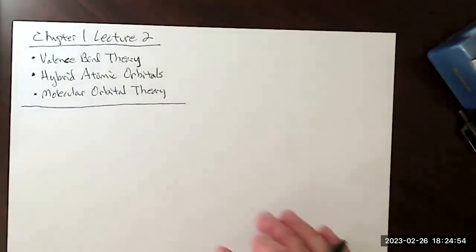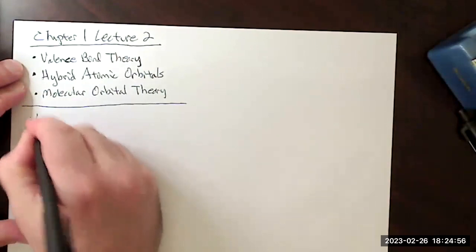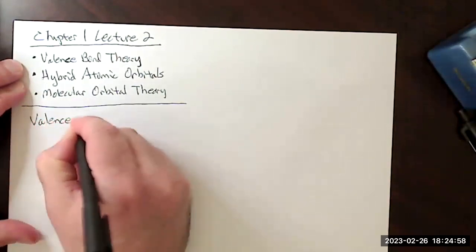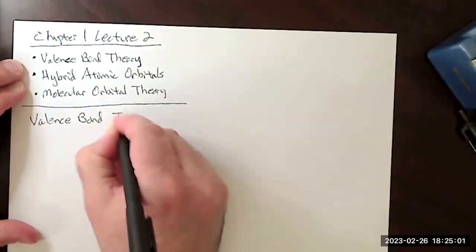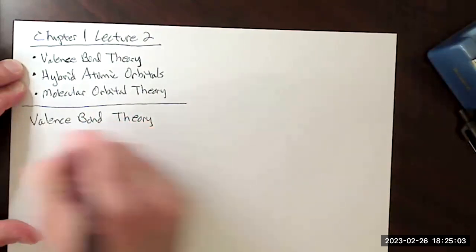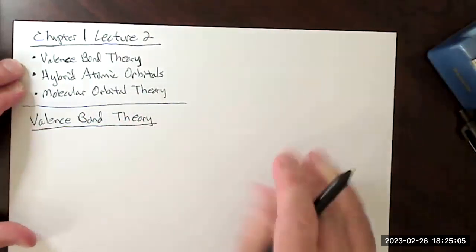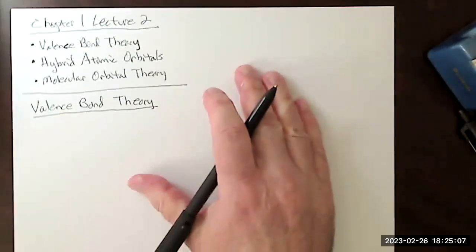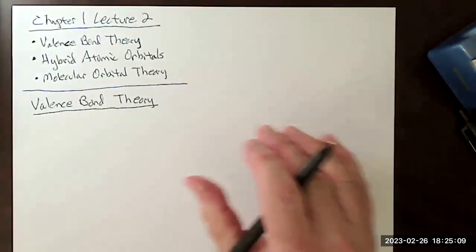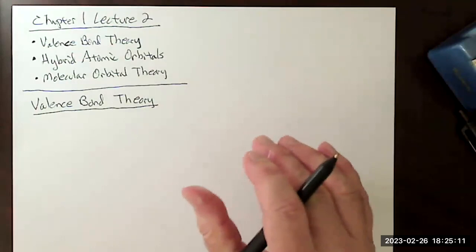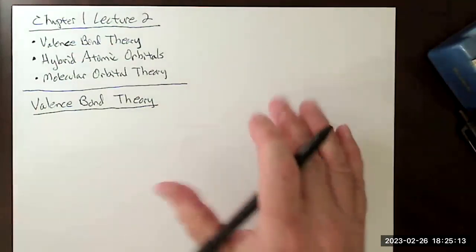All right, so what is valence bond theory? Well, valence bond theory states that covalent bonds form when orbitals overlap with constructive interference.